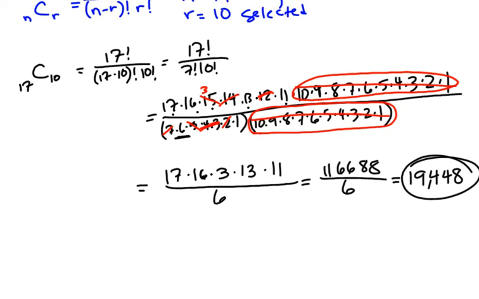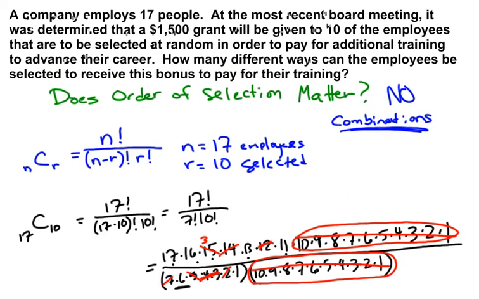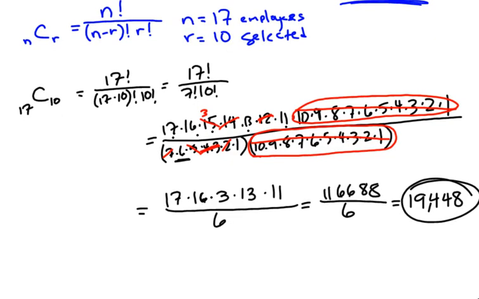So that means that there were 19,448 ways for them to award these 10 different scholarships to these employees. So the answer to the question, how many different ways can the employees be selected to receive this bonus pay, would be 19,448 ways to do that, which is a lot.